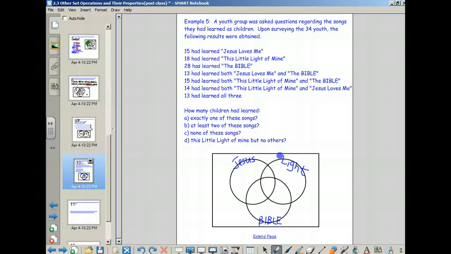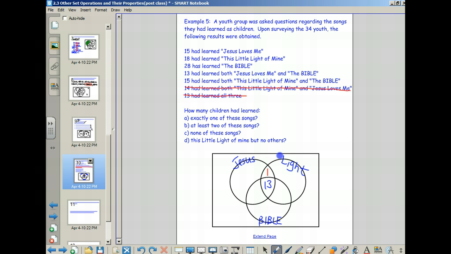All right, so where am I going to start with the picture? In the middle. And what number goes in the middle? 13. All right, we got 13 in the middle, and here's what I'm going to do: I'm going to mark them off as we've used them. Now we have 14 had learned This Little Light of Mine and Jesus Loves Me. So that's my top, and with the 13, how many go right here? 1, because it's supposed to be 14.